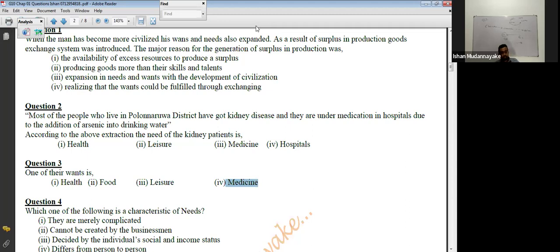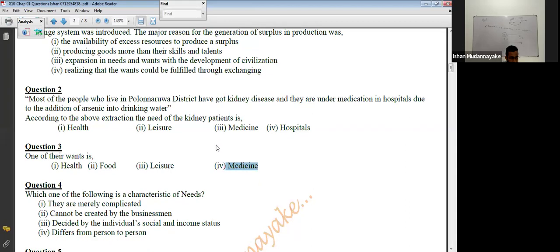Need means what? Need means essential things to live. And want means different ways of fulfilling their needs. Different ways of fulfilling needs are called wants. Clear? Okay, right. Now the next one.